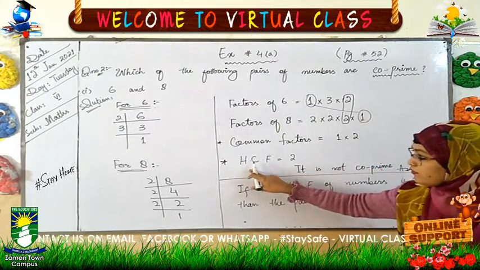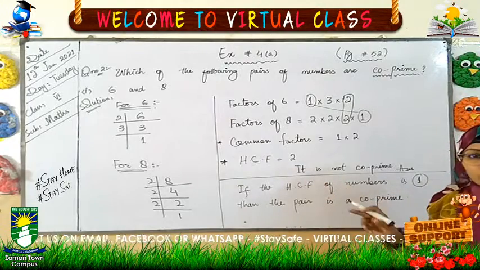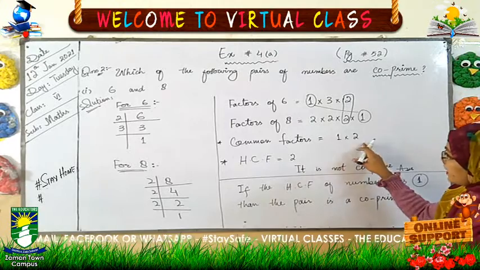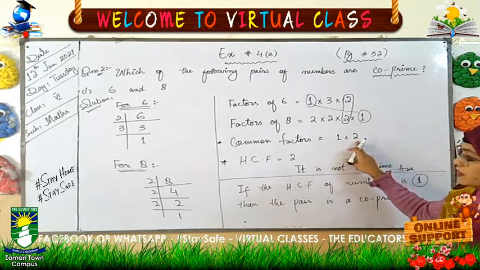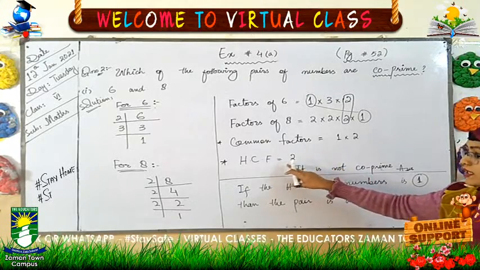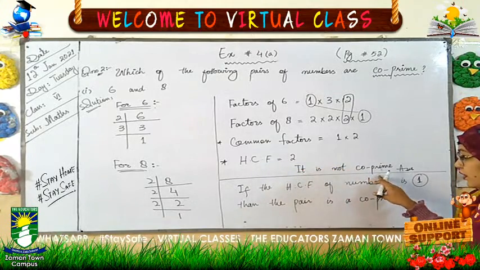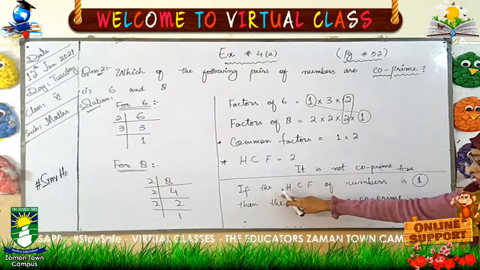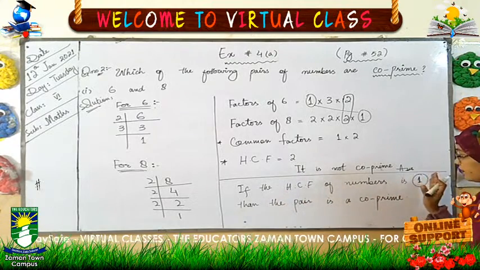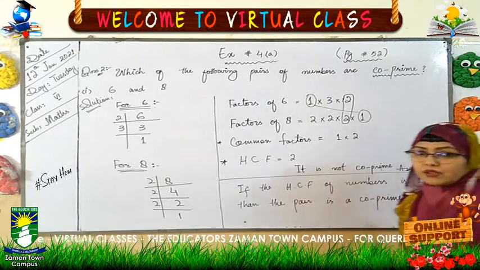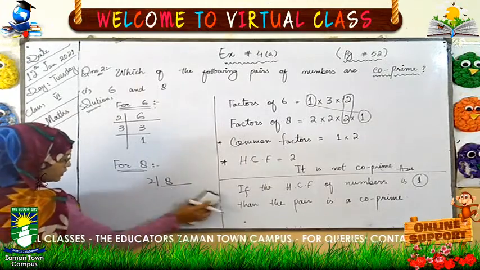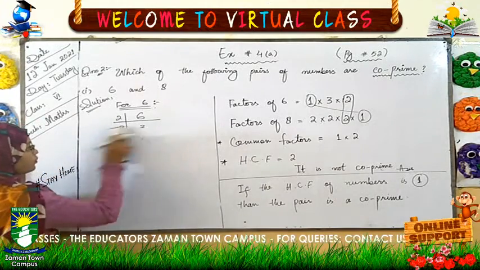How do we get the HCF? By multiplying the common factors. Whatever common factors we get here, we have to multiply them, and after multiplication we will get the HCF. As we are having 2 as the HCF, it is not co-prime, because according to the definition, if the HCF of the numbers is 1, then it is co-prime, otherwise it is not co-prime. So the first pair of the question is not co-prime.